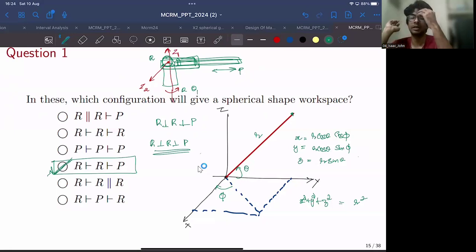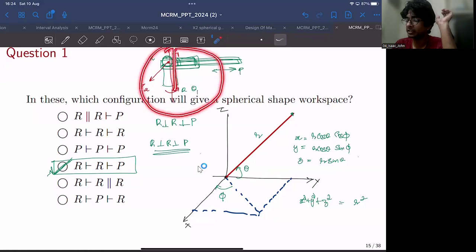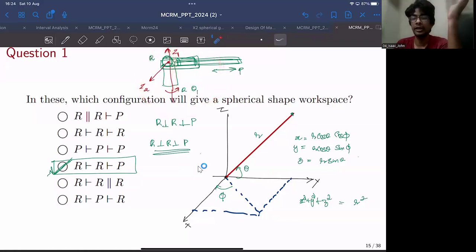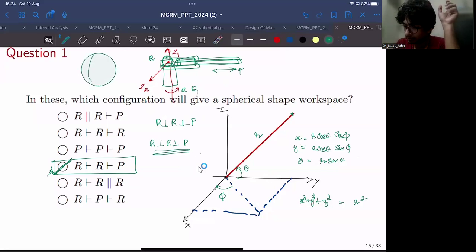I hope that is clear, right? The question asks for a spherical workspace. So this robot with one revolute joint about the vertical axis, the second out of plane, and the third prismatic joint like this, describes a spherical workspace. If you draw a circle in 2D and rotate the circle about this vertical axis, you will get a spherical workspace. I don't know if I can draw this properly, like so.